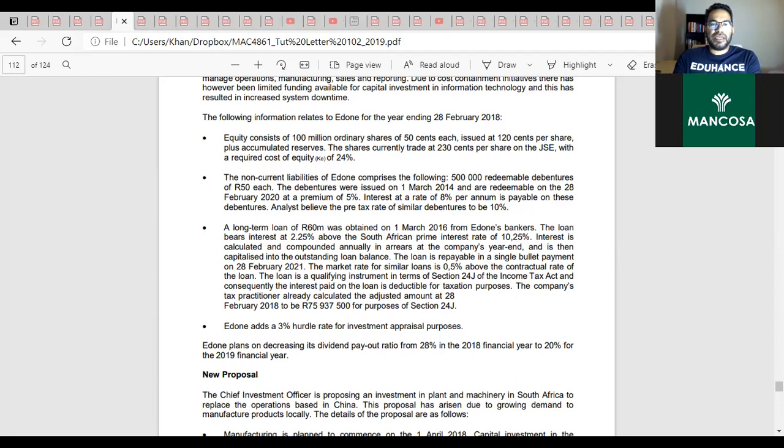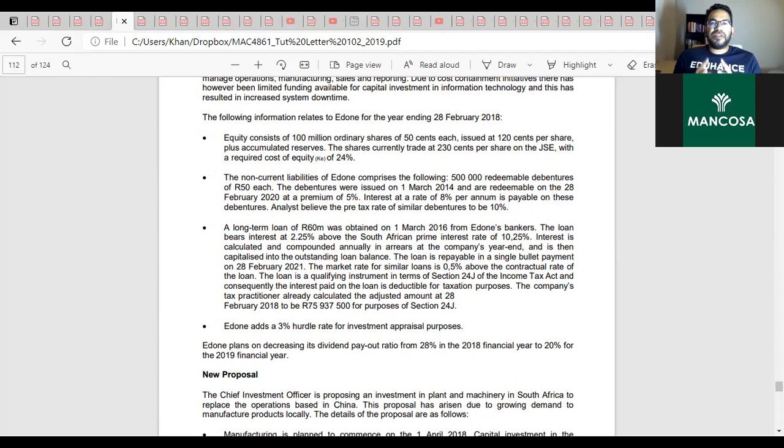Let's go to the next bullet. The non-current liabilities of EDON comprise the following: 500,000 redeemable debentures of 50 Rand each. The debentures were issued on 1 March 2014 and are redeemable on 28 February 2020 at a premium of 5%. Interest at a rate of 8% per annum is payable on these debentures. Analysts believe the pre-tax rate of similar debentures to be 10%.